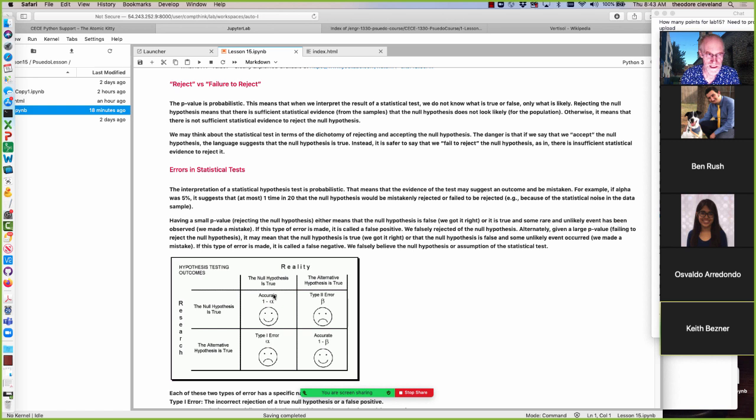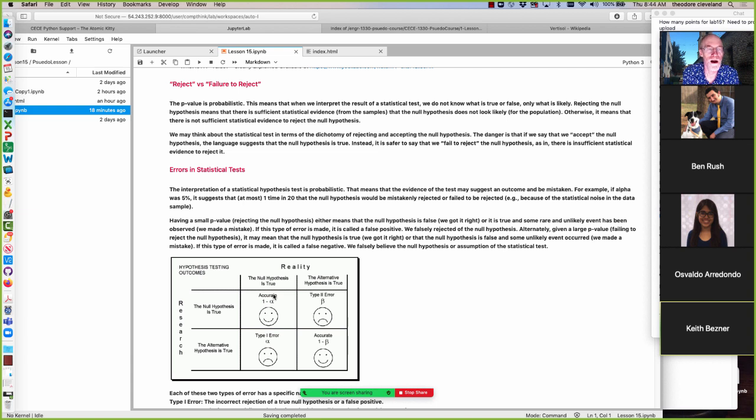So let's look at this idea, reject or failure to reject. The p-value is a probabilistic result. And so it means that we've interpreted the result of a test, and we actually don't know whether it's true or false, only that we have evidence that supports one or the other outcomes of the assertion. So rejecting the null hypothesis means we've identified sufficient evidence from a sample that the null hypothesis is not likely. If that's not the case, that means there is not sufficient evidence from the sample to reject the null hypothesis.